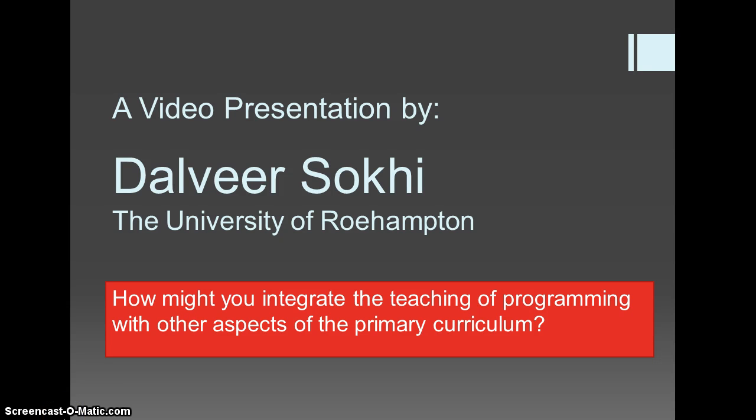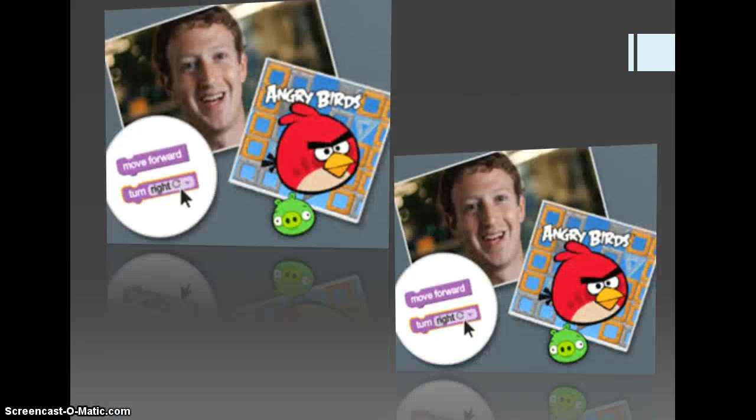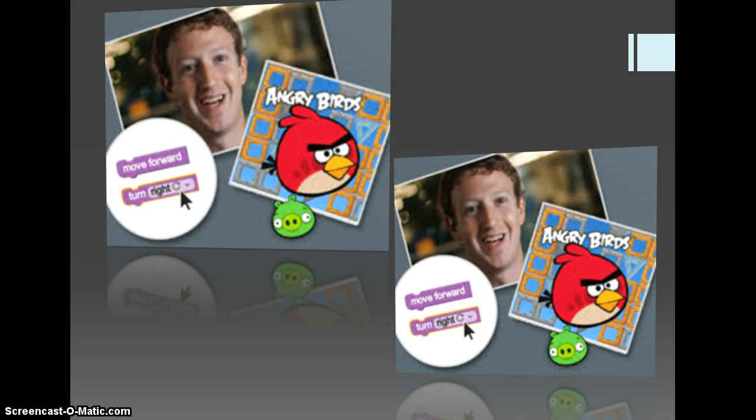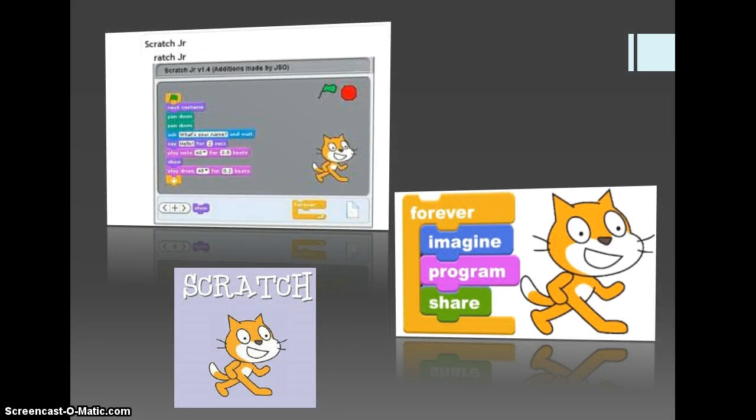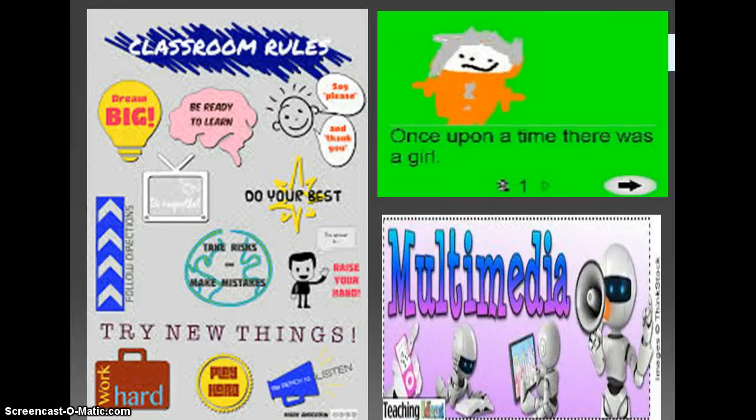This video presentation looks at how the teaching of programming can be integrated with other aspects of the primary curriculum. The National Curriculum for Computing aims to ensure that all pupils analyse problems in computational terms and have repeated practical experiences of writing computer programs in order to solve such problems, so that they become responsible, competent, confident and creative users of information and communication technology.